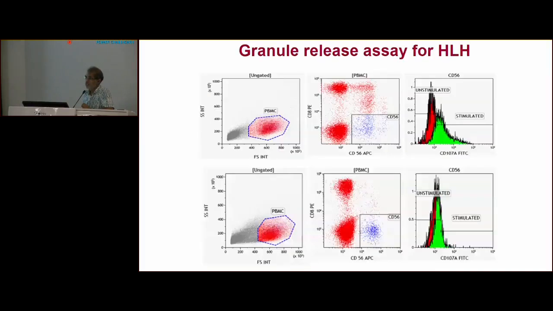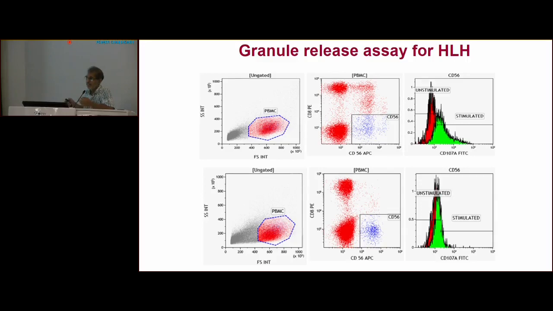The other assay which we do for other forms of HLH is a granule release assay. In this, again, you have to get the NK cells and then look at the CD107A. So what is CD107A? It is a lysosomal membrane-associated protein. It is present on the lysosomal membrane, and inside the lysosomes, you've got granzyme and perforin.